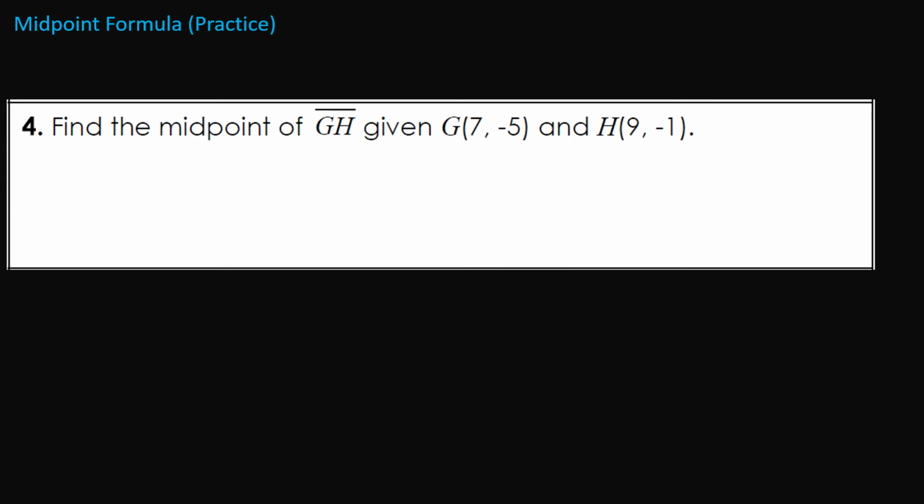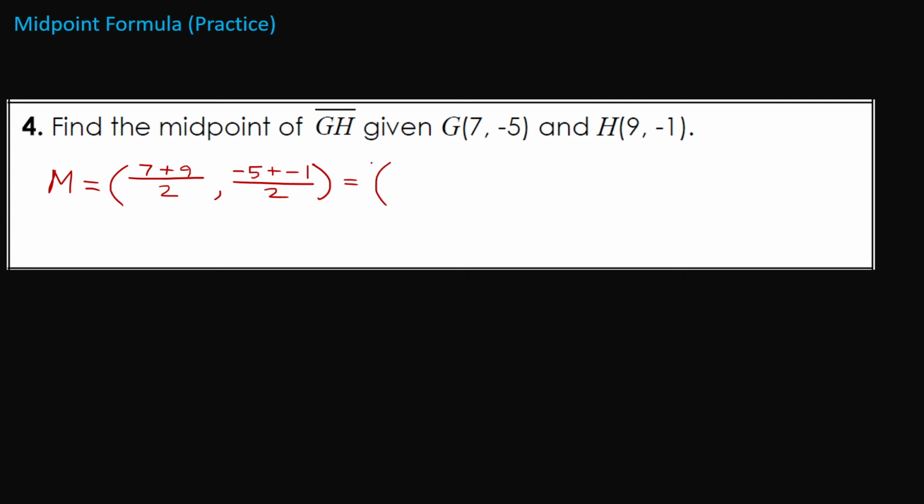Let's try this out. We're going to find the midpoint of segment GH given G, which is 7, negative 5, and H, which is 9, negative 1. So let's write this out. The midpoint between those points is going to be, so the two x values are 7 and 9. We need to add them together. Divide by 2. The y values are negative 5 and negative 1. Add them together. Negative 5 plus negative 1. Divide by 2.